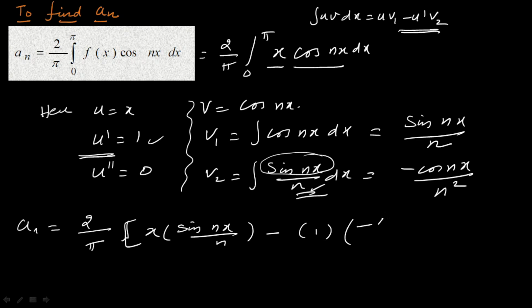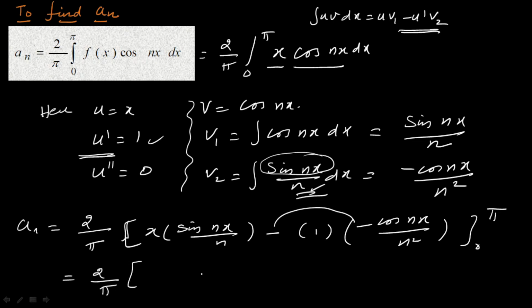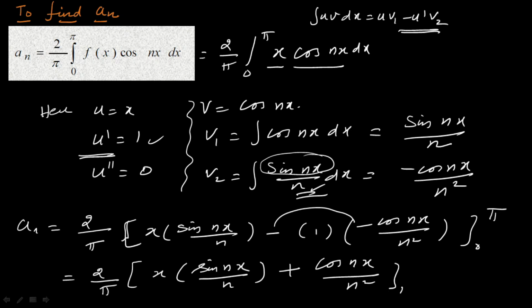v2 is nothing but minus cos nx divided by n square, with the limit from 0 to pi. What I am going to do is make these two minus signs positive in my next step, so that it will be easy for us to substitute the limit without much confusion about the signs. So x sin nx divided by n. There is no change in the first term. The second term, you convert minus and minus as plus: cos nx divided by n square, with the limit from 0 to pi. So you just mark the x term first.